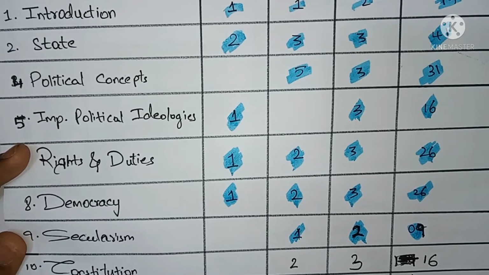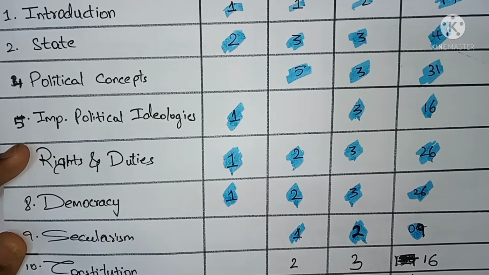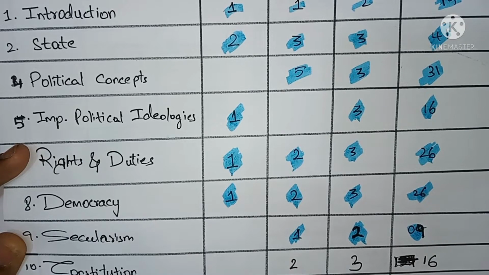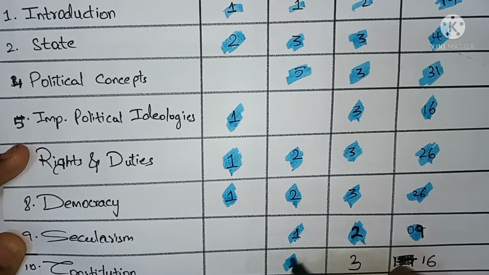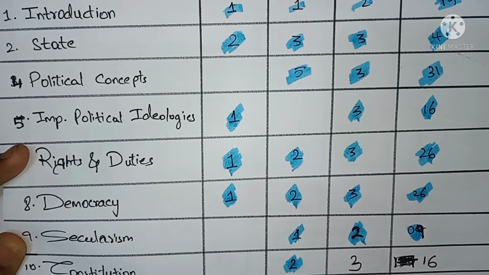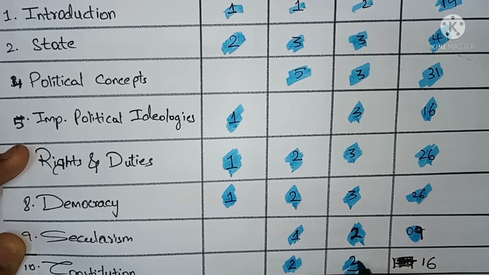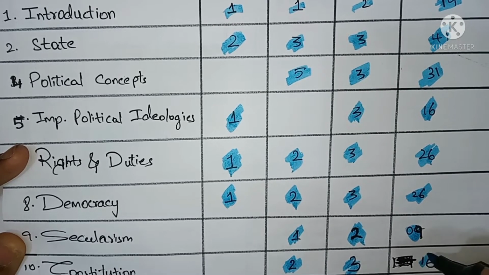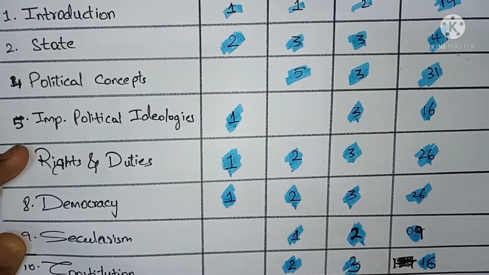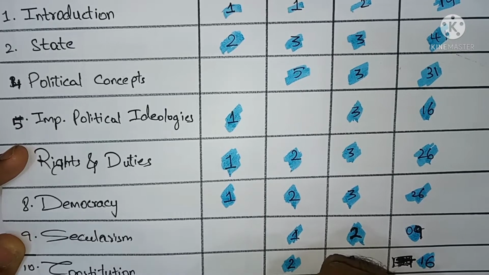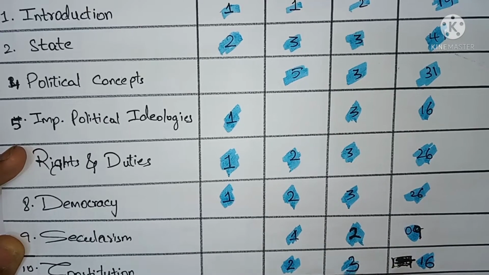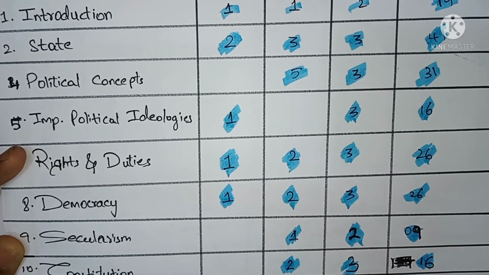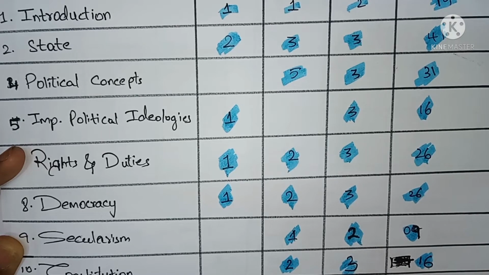Then our next chapter is the Constitution. There is no essay answer from the Constitution. There will be two short answers and three very short answers from the Constitution, and then our total marks will be 16 marks. Then Organs of Government, that is our 11th chapter. One essay question from this 11th chapter, two short questions, and three very short questions from this 11th chapter. So the overall marks will be 16.